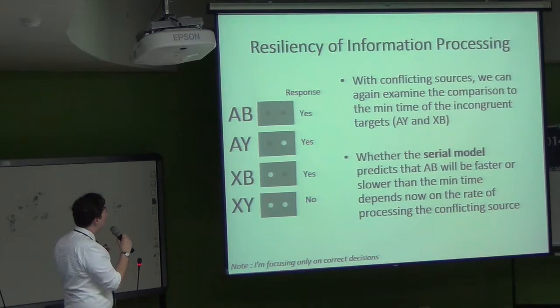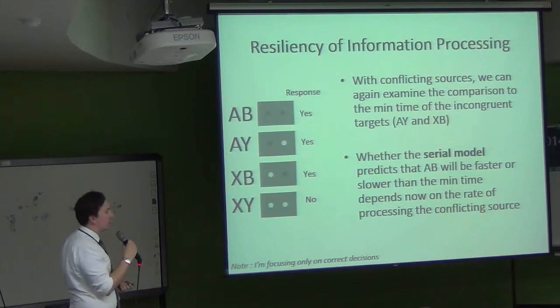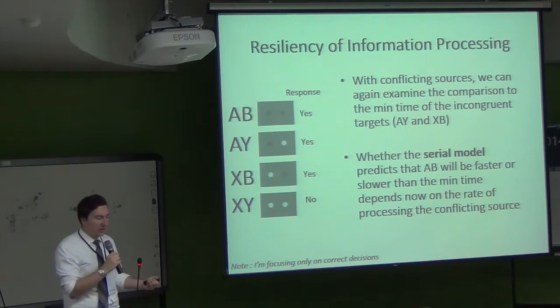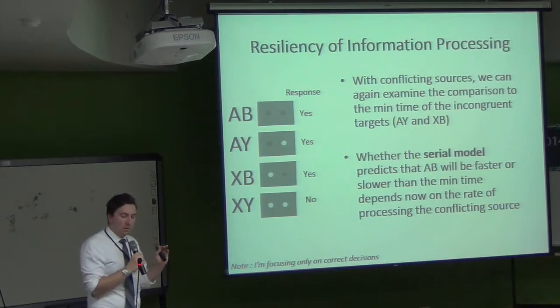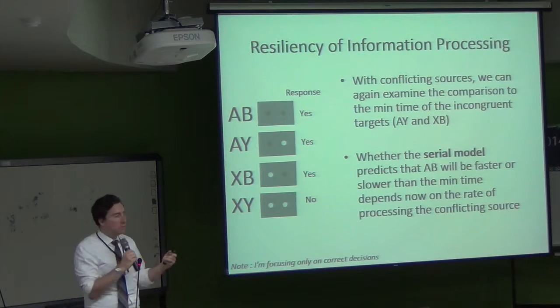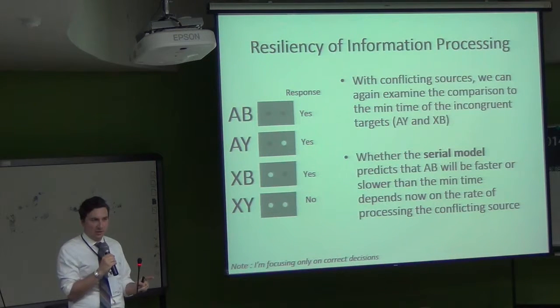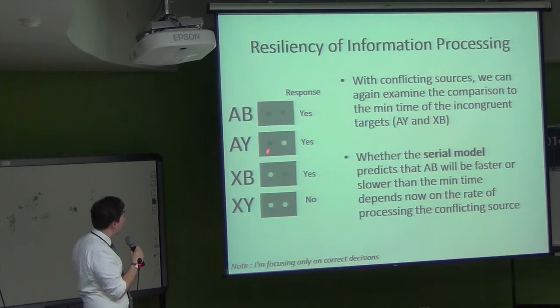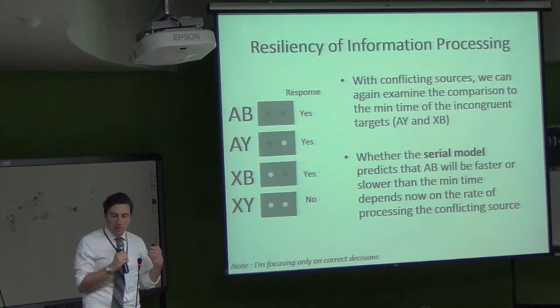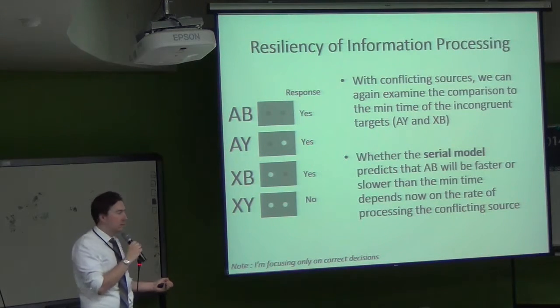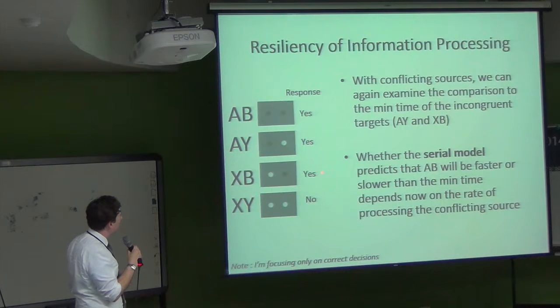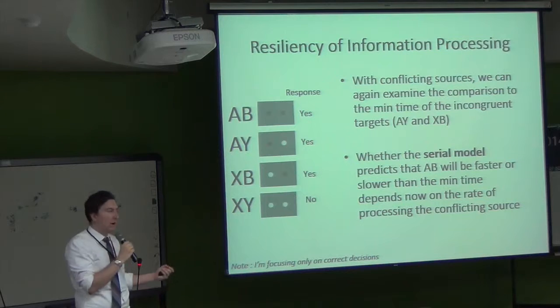Now, if we introduce our conflicting information sources and see what serial models do, they predict that the double target, this AB target, will be faster or slower than the minimum. So a serial model, the minimum time of the single targets depends on the rate at which you can process both of these features. If, for instance, the distracting information can be quickly rejected, then the minimum time that you will derive from these two stimuli might be quite fast.